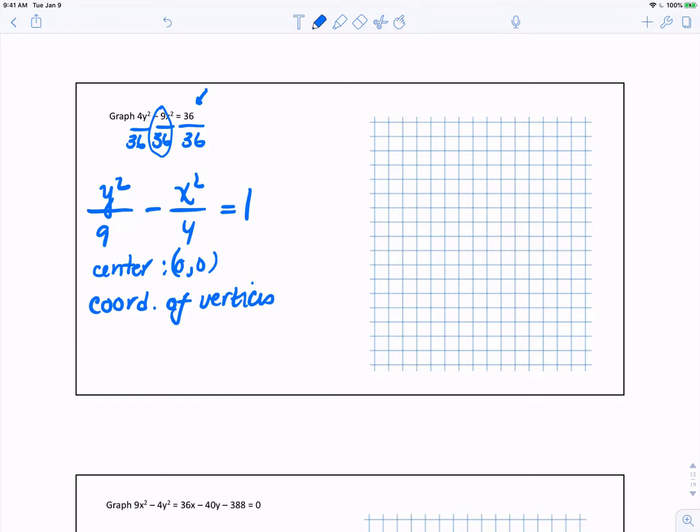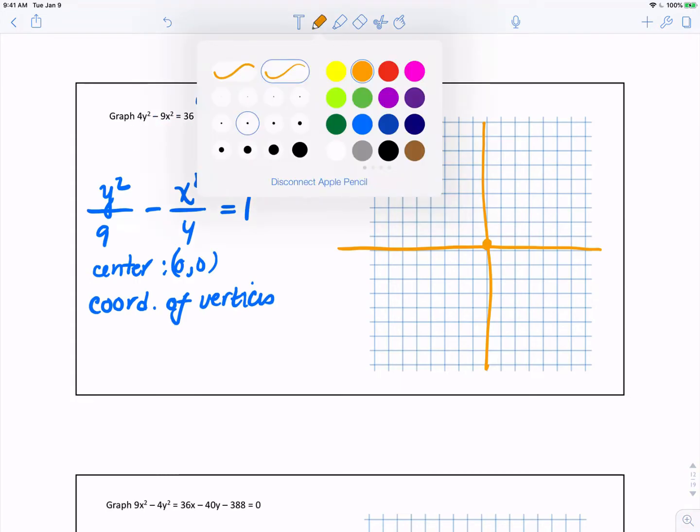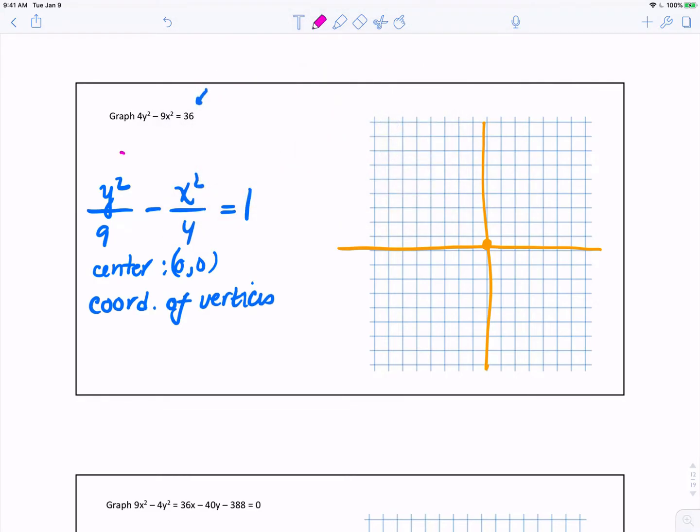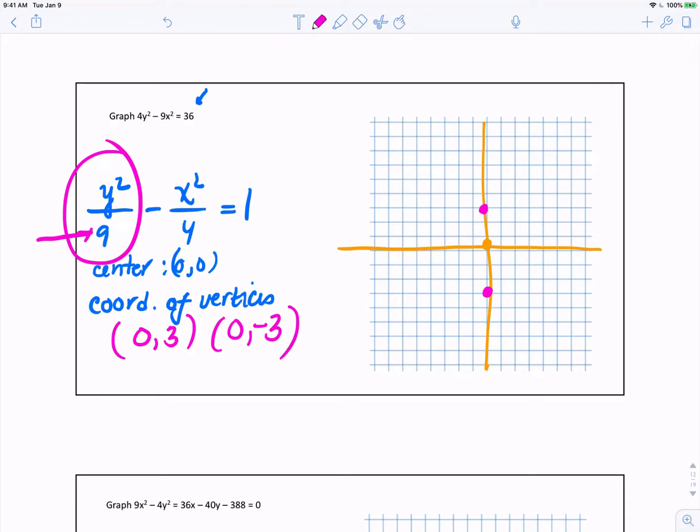Okay, let's go ahead and check what you did. So we know the center is at the origin, so we know the center is at (0, 0). To find the coordinates of the vertices, we're going to look at our first term, and in the y direction, we're going to move 3 units. So from my center, in the y direction, we'll move 3 units, 3 units. So the coordinates of the vertices are (0, 3) and (0, -3).